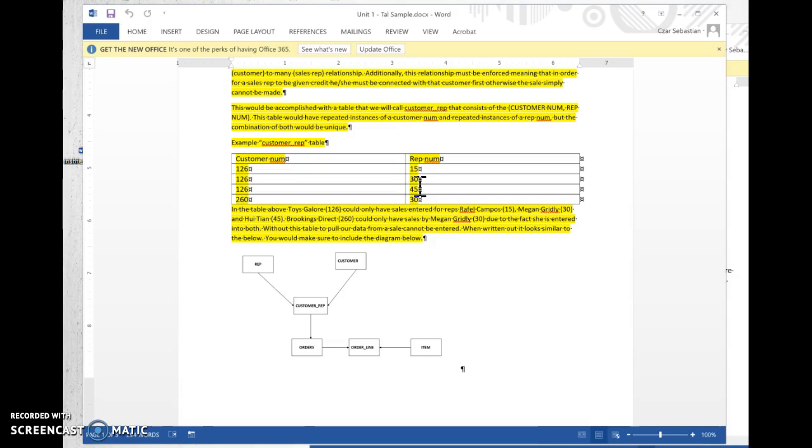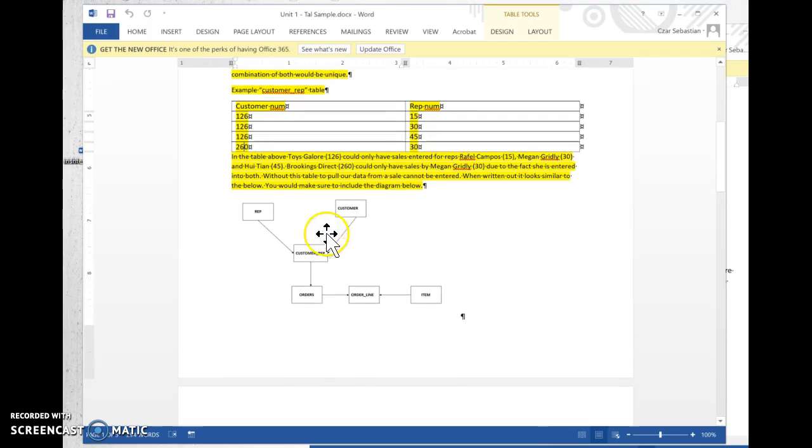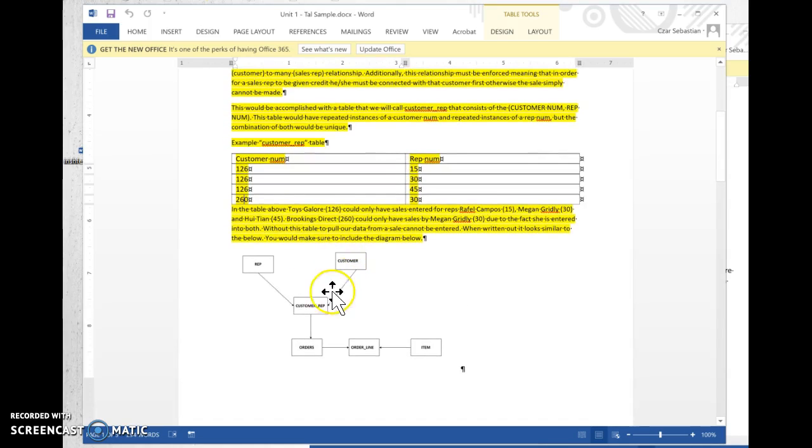sales for that customer. You'll also notice in this particular case, Megan Gridley is the only person that can sell both the Brookings Direct and Toys Galore because she is in both places. There's Megan Gridley sales for Toys Galore, and there's Megan Gridley sales for Brookings Direct. You'll also notice the rep, the customer, and this is a basic outline of the way the table works.